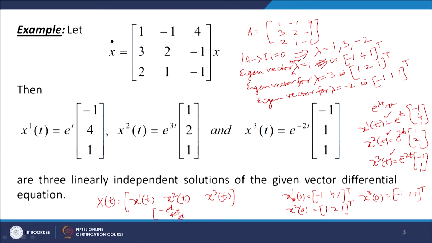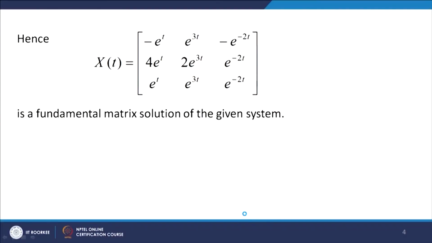Second column similarly e to the power 3t, 2 e to the power 3t, and then e to the power 3t. This is the second column, and the third column will be minus e to the power -2t, e to the power -2t, and e to the power -2t. So, this is how we form a fundamental matrix of solutions of x dot equal to Ax. So, X(t) is this matrix, it is a fundamental matrix solution of the given system.